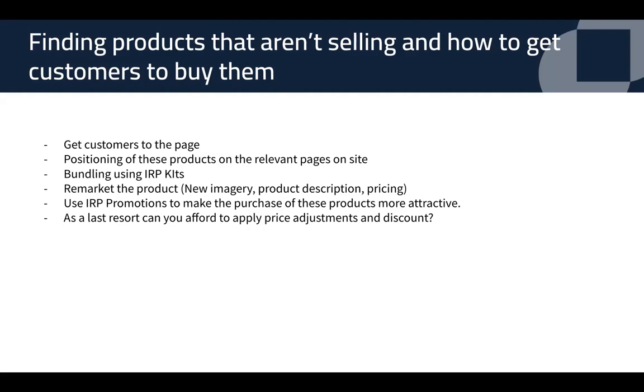We can also remarket the product and give it new imagery, new product descriptions, have a look at pricing if it can be changed. Look at IRP promotions and see if we can make use of buy one, get one free, or buy X for a set amount or something like that. And then finally, as a last resort, if products aren't selling, we can look at just applying price adjustments.